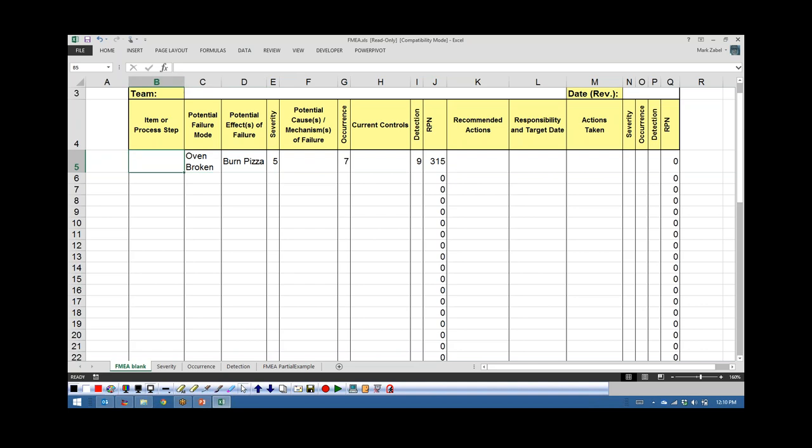So our process step is cooking. I'll just fill it out like it was. What's the potential failure mode? The oven is broken. The effect of the failure is I burned the pizza. How severe is that? I said it was a 5. Potential cause, a broken oven. Current controls, none. And that's what's motivating these different things. I think we said the recommended action might be periodic monitoring. I think you even said that, right?